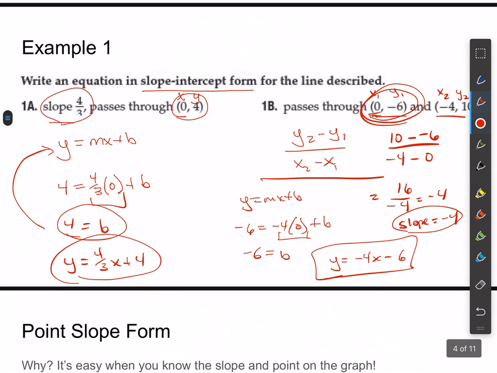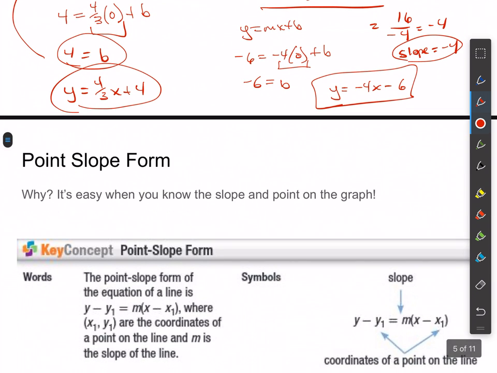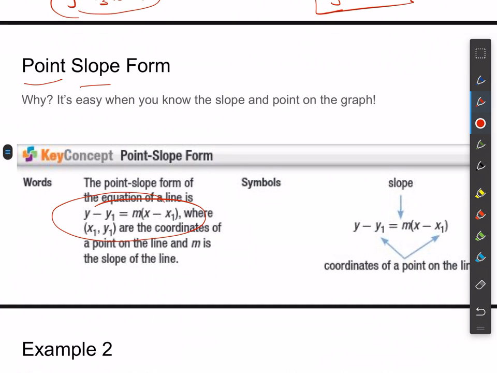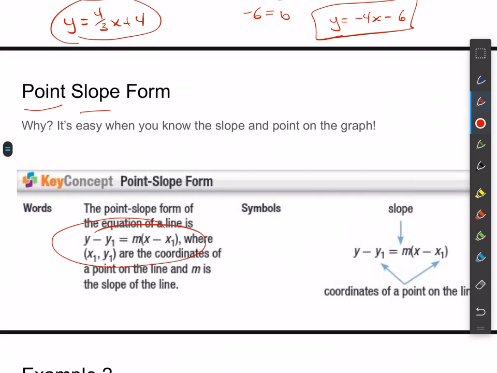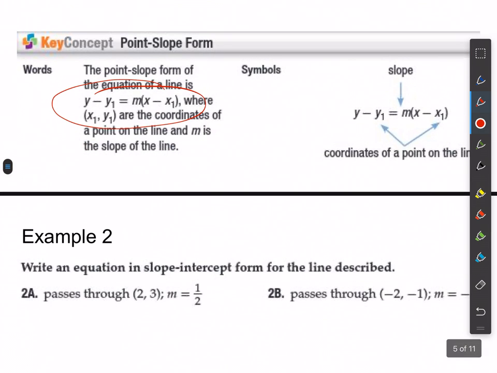So that is example 1, slope-intercept form. Now I'm going to show you a little bit of a shortcut of how to do some of that with point-slope form. Whenever you're given a point and a slope, you can plug it into this guy. Actually, if you're going to go on to pre-calc and calculus, they prefer this form over the slope-intercept form. So let's review this.